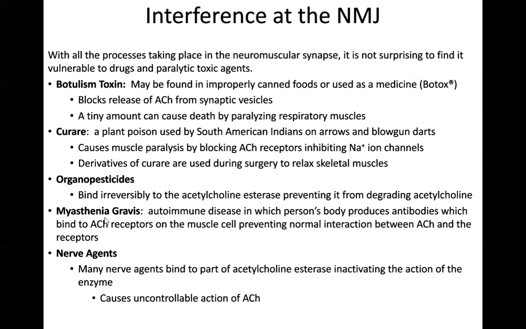And then finally, myasthenia gravis is an autoimmune disease in which a person's body produces antibodies that bind to the acetylcholine receptors in the muscle cell, preventing normal interaction between acetylcholine and the receptors, essentially doing the exact same thing as what happens when you are exposed to curare. So it can be very dangerous, and unfortunately can be deadly.